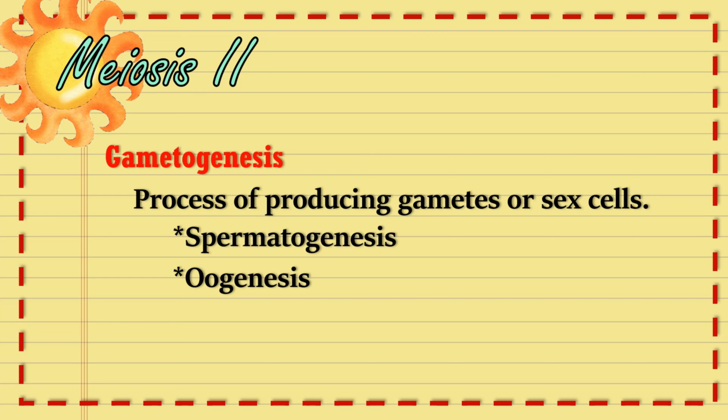Take note also that we have gametogenesis. Gametogenesis is the process of producing gametes or sex cells. There are 2 types depending on the sex cells involved. We have spermatogenesis, which is the process of producing sperm cells in males, whereas oogenesis is the process of producing egg cells in females. Spermatogenesis and oogenesis both involve meiosis.